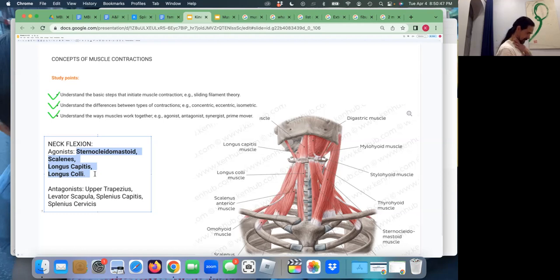Neck flexion is moving in the direction of the fibers. All the fibers are going this way, right? So the fibers are shortening. That's a concentric contraction of an agonist muscle.